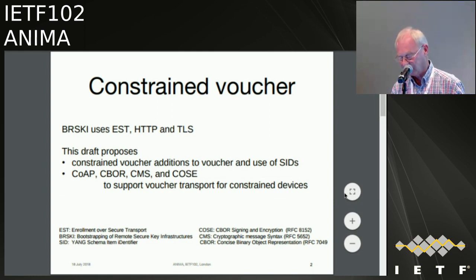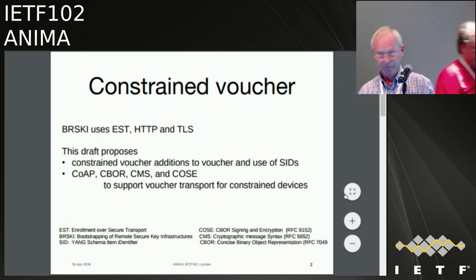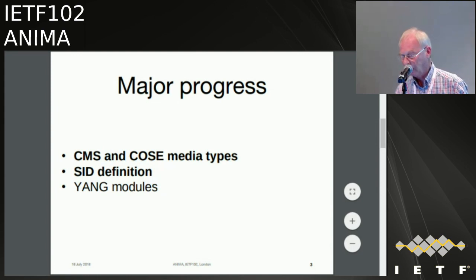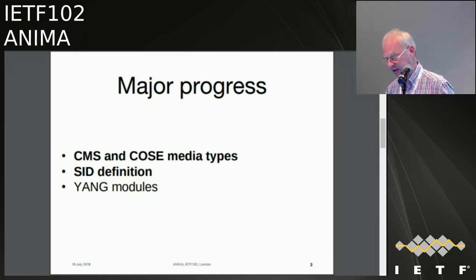On the other hand, instead of using HTTP, the draft uses CoAP, CBOR, CMS, and COSE, which is also a facility to do end-to-end payload protection during transport. I will go into more detail. Since the individual version, we have made some progress, and we have defined DC.